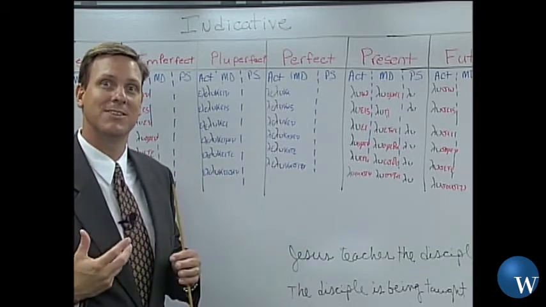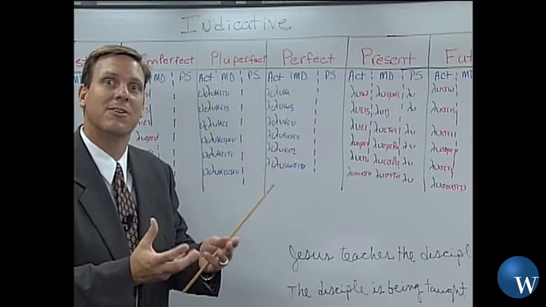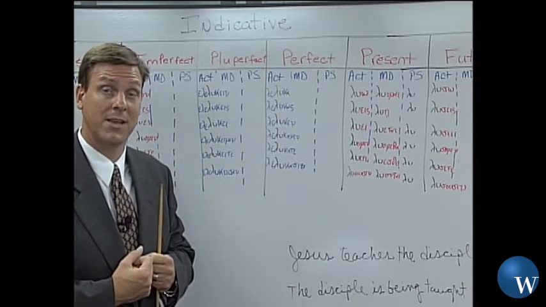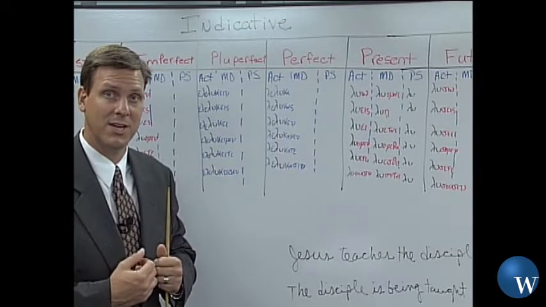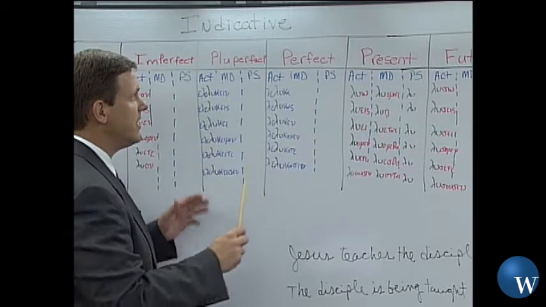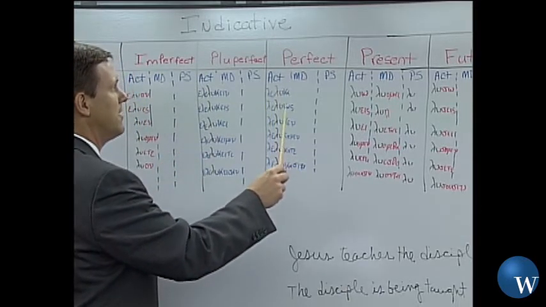Or is it in the passive voice? Is the action of that verb being performed by the subject of the sentence, or is it being done to the subject of the sentence, or in the case of the middle voice, for himself, as we'll talk about a little later on. Okay, so notice under each of these tenses, you have voice: active, middle, and passive.